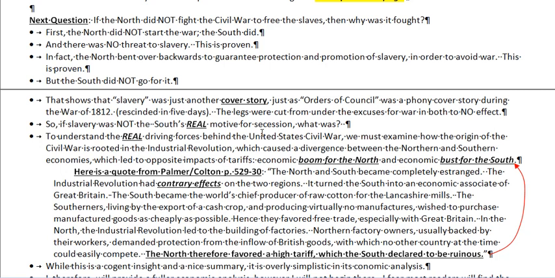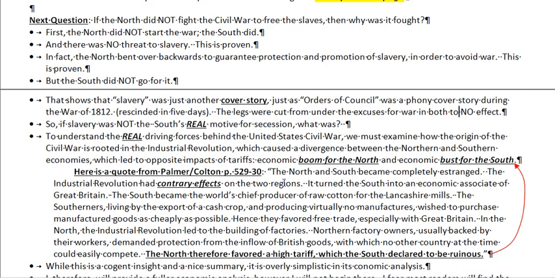Now, to understand the real driving motive forces behind the United States Civil War, we must examine how the origin of the Civil War is rooted in the Industrial Revolution, which caused a divergence between the northern and southern economies, which led to opposite impacts of tariffs: economic boom for the North, and economic bust for the South.